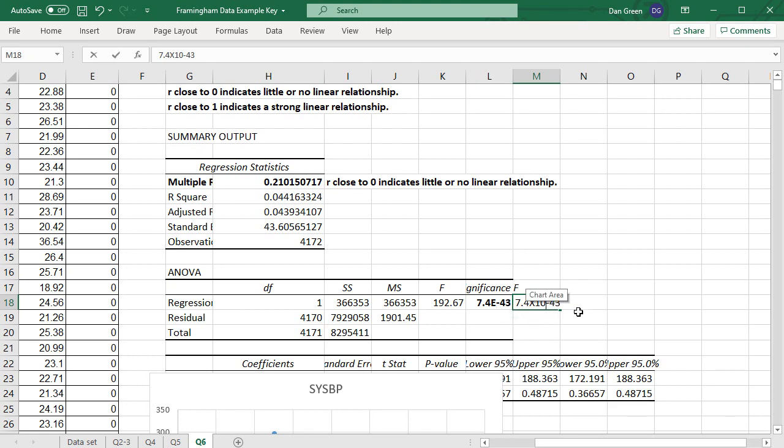So that's what that means, 7.4 times 10 to the negative 43. That is a very small number. It is certainly less than 0.05, which is usually your accepted significance level. So that means that this regression is significant. So our result's not by chance, but it's also not a strong linear relationship.